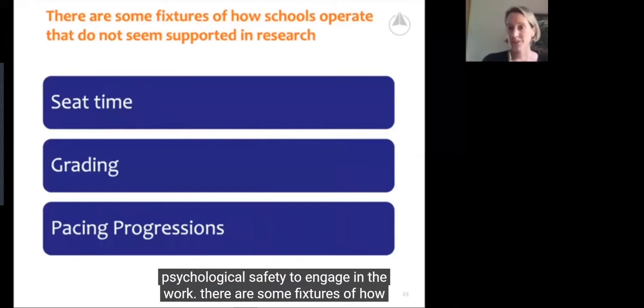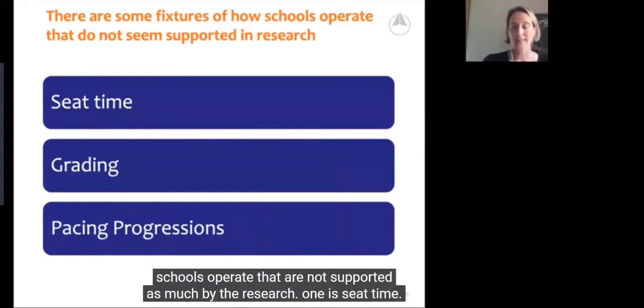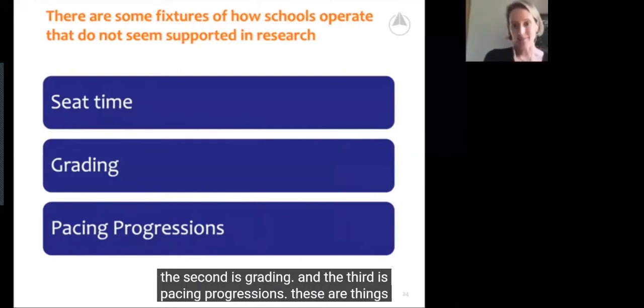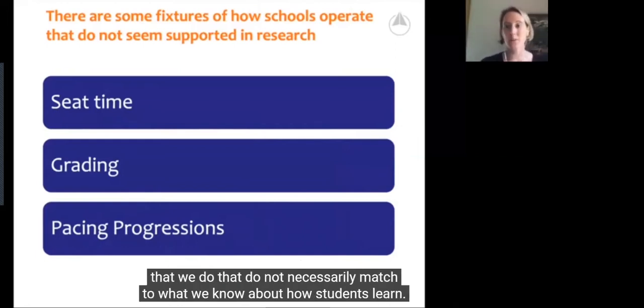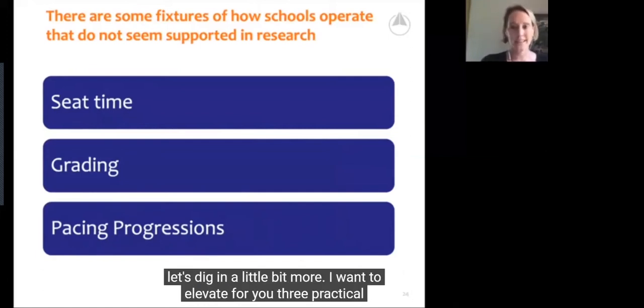There are some fixtures of how schools operate that are not supported as much by the research. One is seat time, the second is grading, and the third is pacing progressions. These are things that we do that do not necessarily match to what we know about how students learn. Let's dig in a little bit more.